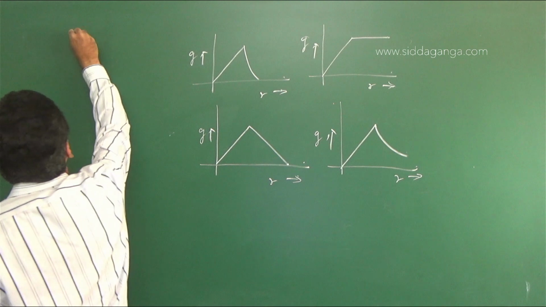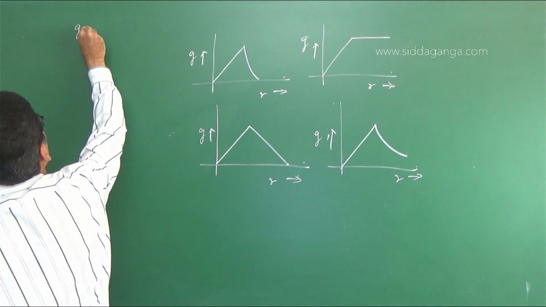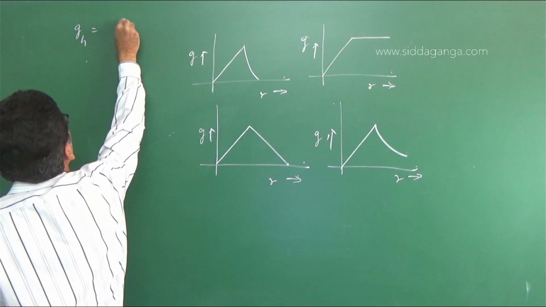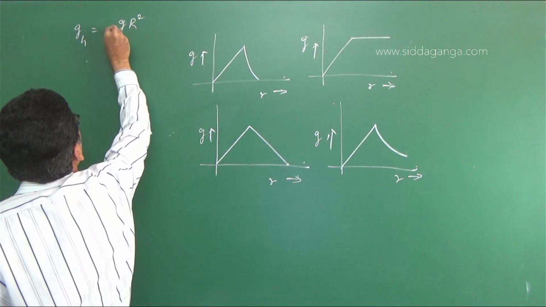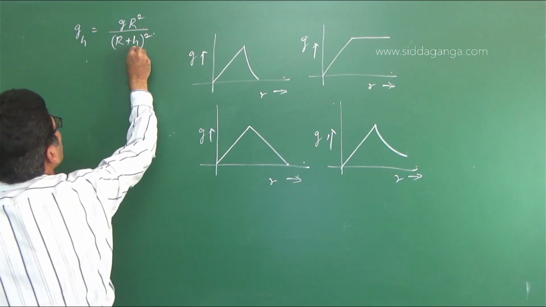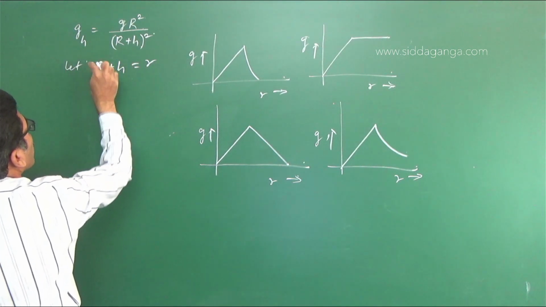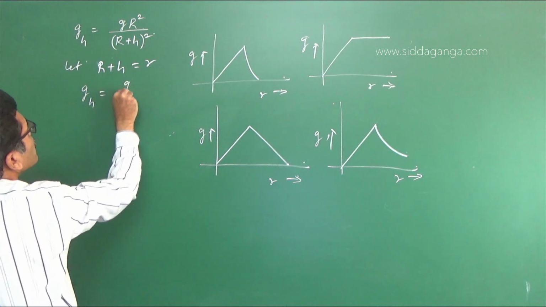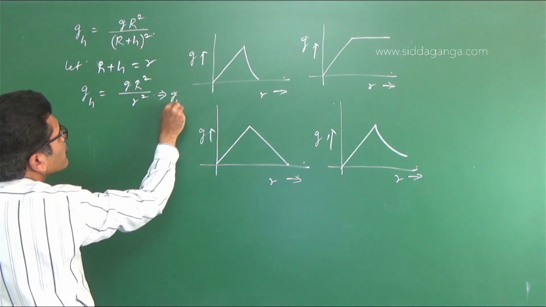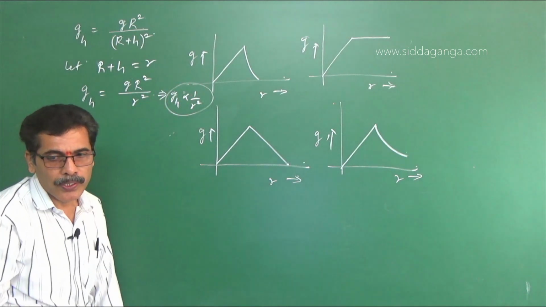So you know that when you take acceleration due to gravity with respect to altitude, we can write g h is equal to g into R square divided by R plus h whole square. If I take R plus h as small r, I can write g h is equal to g R square by r square. This tells you that g h is inversely proportional to r square.